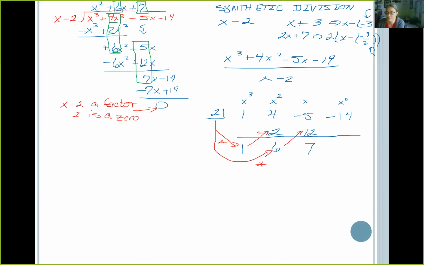Take the 2, multiply it by the 7, put the result under the next number in line, and add, and we get a remainder of 0. Just like we did with long division. This guy will always be the remainder. Okay? So what does all this mean? Well, these are the coefficients of our quotient. In this first column, we started with an x to the third. The degree is reduced by 1. We started with an x squared, that becomes an x, and this is now my constant term.